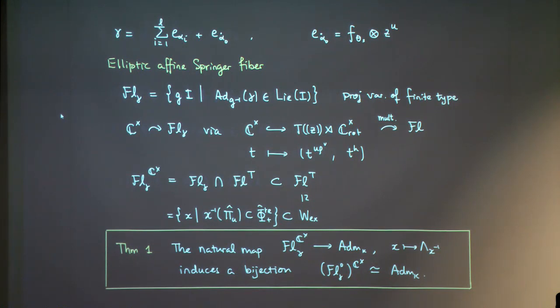So again, what is lambda x inverse? Yeah, so for any element in the extended affine Weyl group, my notation for lambda x is just x dot action on kappa of lambda 0. So I use this short notation. Other questions?